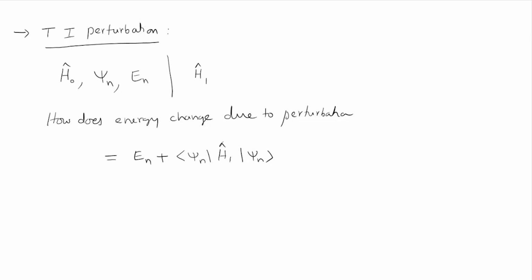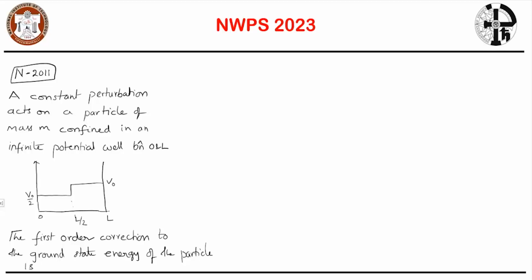And we have one here. This is the problem based on the perturbation. A constant perturbation acts on a particle of mass m confined in an infinite potential well between 0 to L. That's visible. So there is an infinite square well between 0 to L. If you have an infinite square well between 0 to L, then we know everything. What do we know? We know that psi n is given by root 2 over a, sine n pi x over a. This is what the wave functions are.